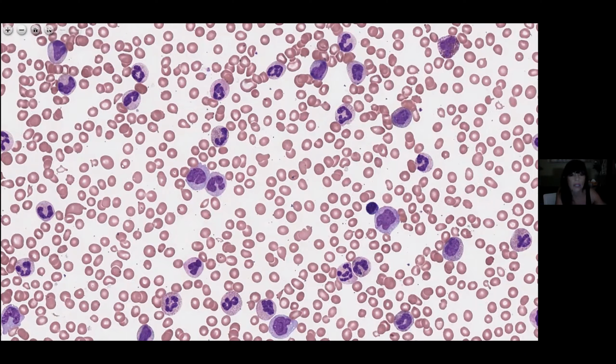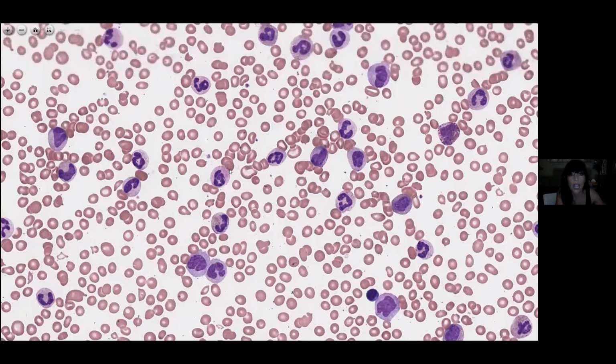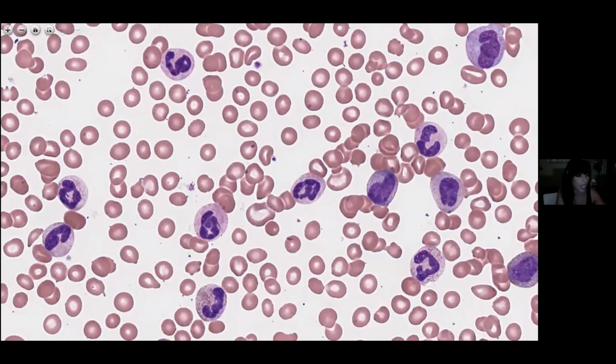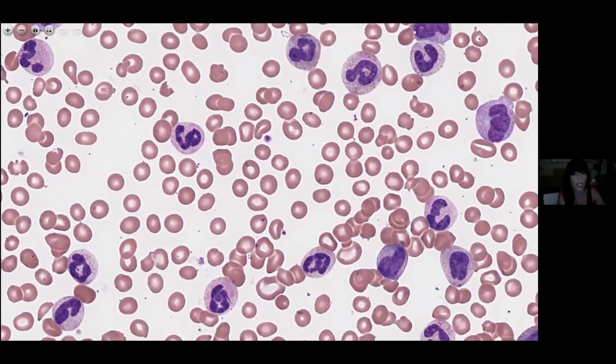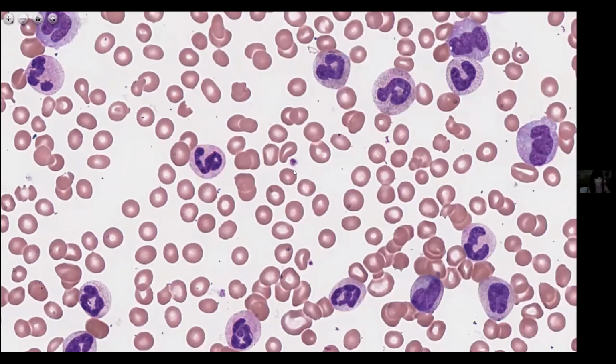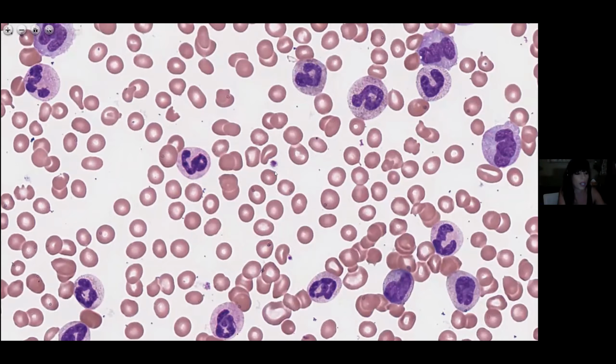For platelet identification, we can usually get some platelets here and here. These are just normal platelets. They are cells that come from the megakaryocyte, and they represent the cytoplasmic remnants of these cells. They do not have a nucleus, so they would not be considered true cells, but we do refer to them as cells because they're derived from the megakaryocytes.